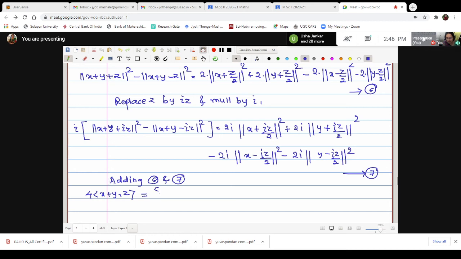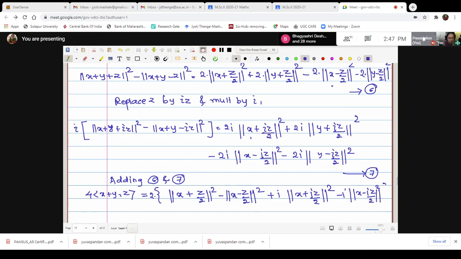Therefore in a first bracket I will collect all. 2 we will take throughout common. Okay, therefore the terms with x and z first. Therefore this is norm square x plus z by 2. Second is minus norm square x minus z by 2. Here I will take plus I times norm square x plus iz upon 2 minus I times norm square x minus iz upon 2. All the terms with x and z I have taken in one bracket.